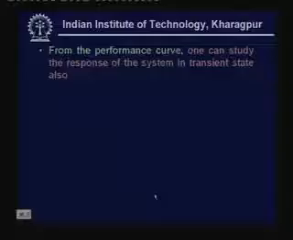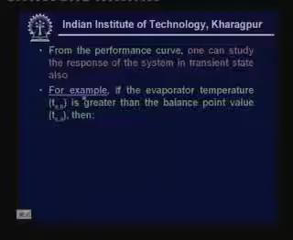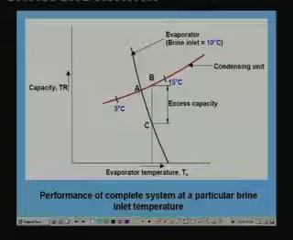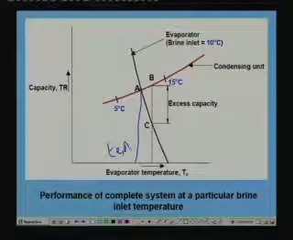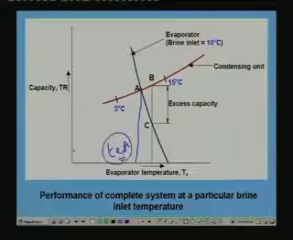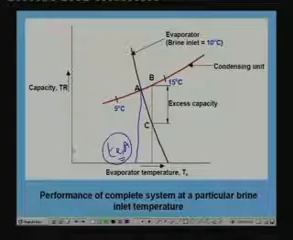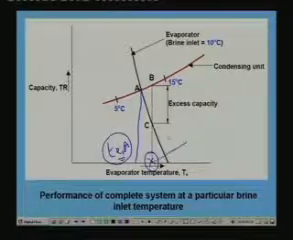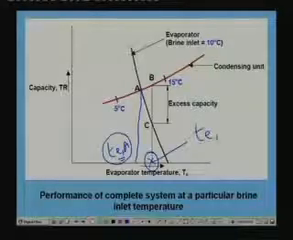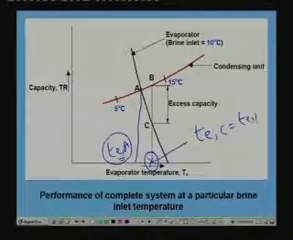From the performance curve one can study the response of the system in transient state also. For example, as I said, this is a balanced point, and at this balance point let us say that TA is the evaporator temperature at balance point. And let us say that due to some reason now system is in a transient state, and at this transient state this is the evaporator temperature. So, to start with, let us say that we have evaporator temperature TEC is equal to TB.